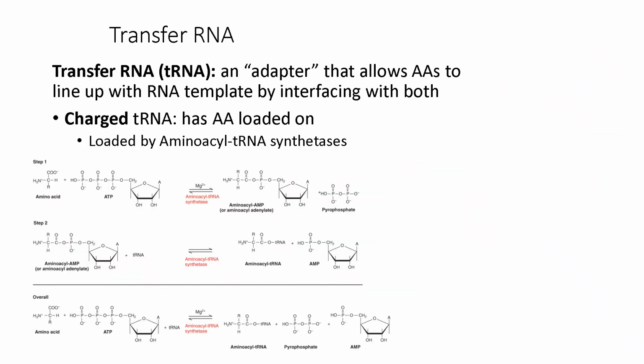Transfer RNA, or tRNA, is the adapter molecule that links mRNA codons to their corresponding amino acids during translation. A charged tRNA is one that has an amino acid loaded onto it. This charging is catalyzed by enzymes called aminoacyl-tRNA synthetases. tRNA plays a crucial bridging role, interpreting the genetic code and ensuring accurate protein synthesis.